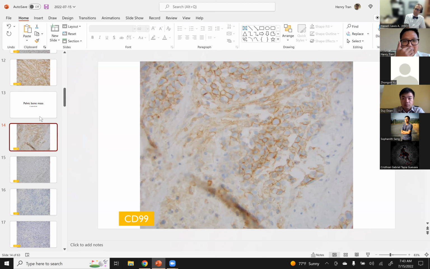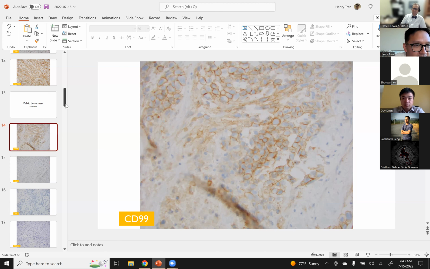So the CD99, commonly and historically used as a marker for Ewing sarcoma. And you can see in this tumor that there's some pretty nice membranous staining, moderate to strong. So definitely we have Ewing sarcoma on the differential. It's not specific anymore for Ewing sarcoma, but anytime you see this membranous staining, you definitely think of it.